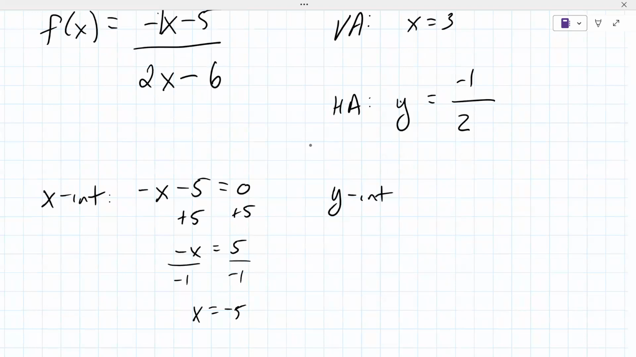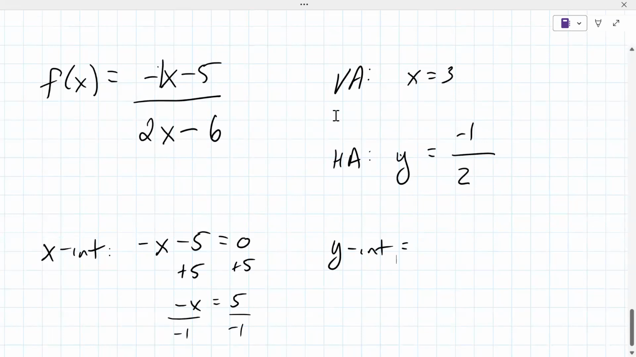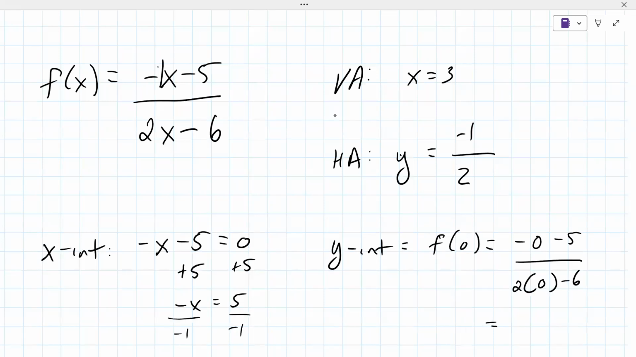Yep. Now, what's the rule for the y-intercept? Could you just tell me what's in your notes so we can work through it? Put 0 in for x. You're going to find f of 0. So -0 minus 5 over 2 times 0 minus 6. What does that become?